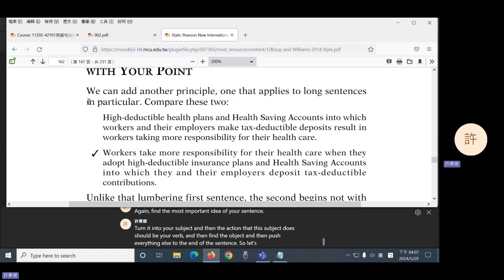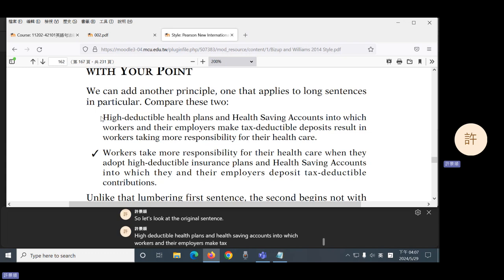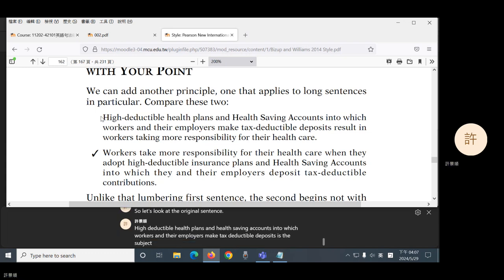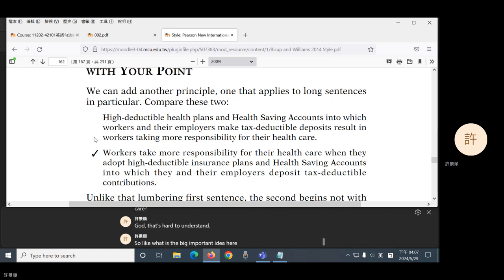So let's look at the original sentence. High deductible health plans and health saving accounts into which workers and their employers make tax deductible deposits is the subject. Results in is the verb. Workers taking more responsibility for their health care. God, that's hard to understand. So, like, what is the big important idea here? Workers take more responsibility for their health care. This seems like the main idea of this sentence. Under certain conditions, in certain situations, workers can take more responsibility for their health care.